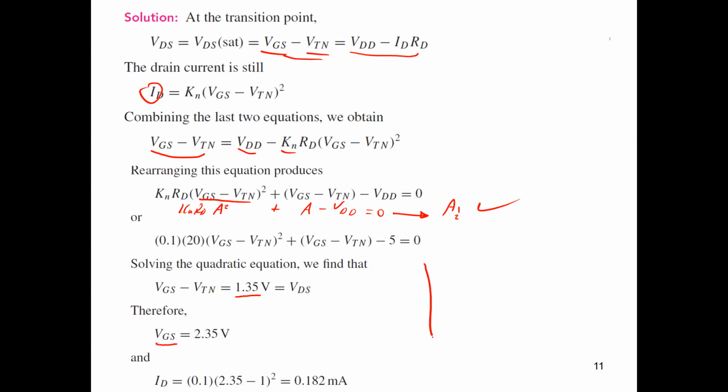So if I would like to represent the curve now, assume this is our curve at VGS equals 2.35 volt. So in this case, the operating point or the transition point is at certain current and certain volt. So the volt magnitude, which is VDS, the saturation point, equals 1.35 volt.